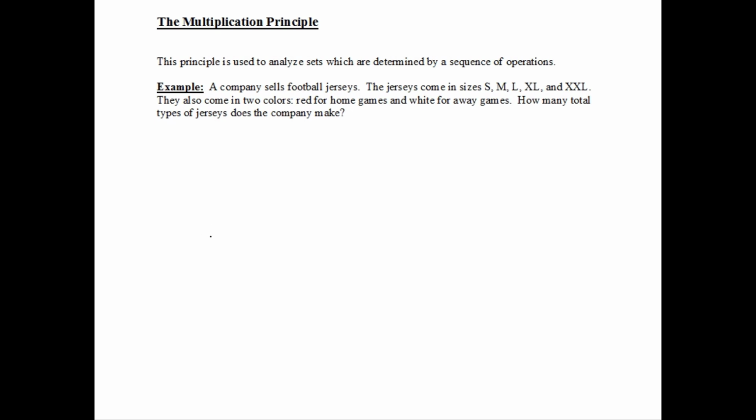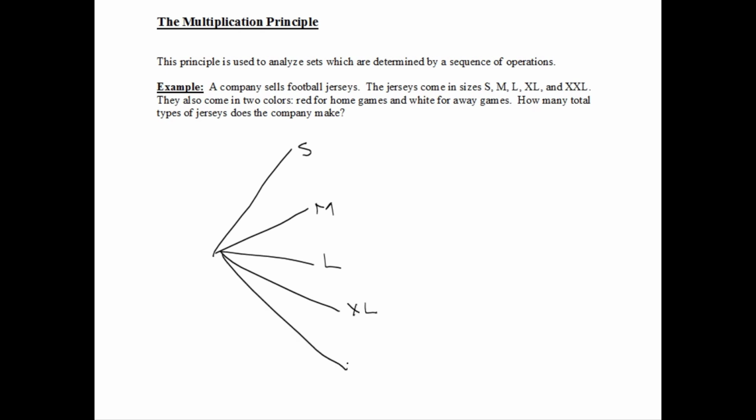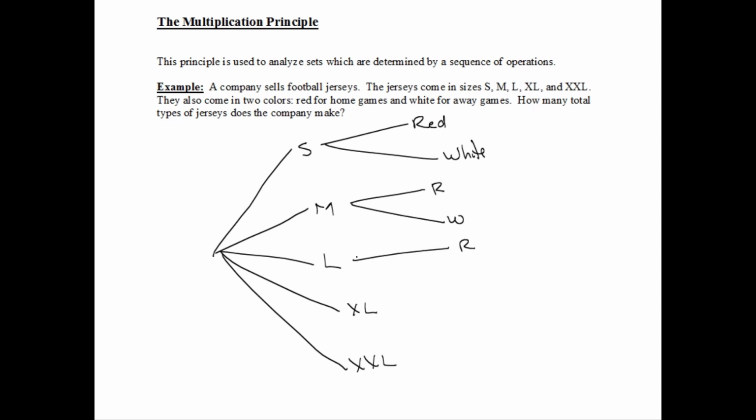Here's one way to approach it. We can draw ourselves a tree with the sizes, so small, medium, large, XL, and XXL. Now each of these comes in two colors, red and white. Red and white. And so from here we'll be able to figure out how many total possibilities there are.